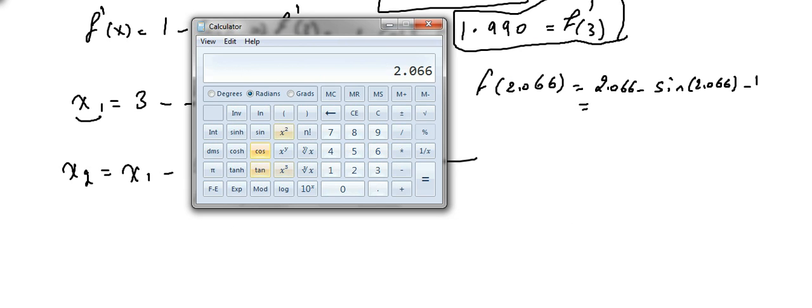2.066. What is the sine of that in radians? It's 0.879. Let's multiply this value by minus 1, so it will be minus 0.879, and we subtract 1 from that, and we add 2.066. Approximately it will become 0.186.